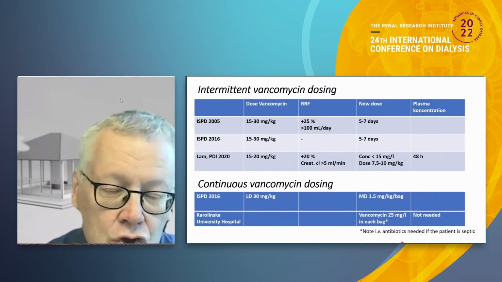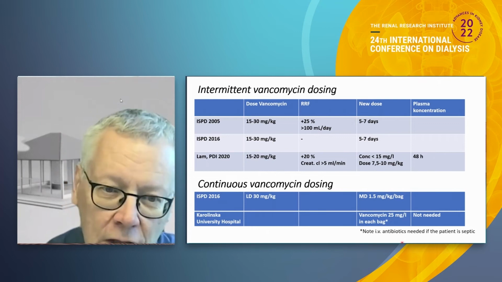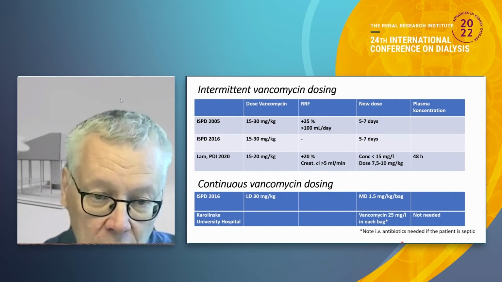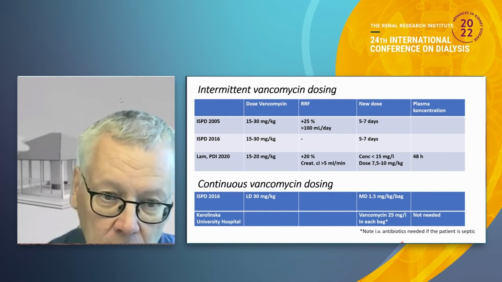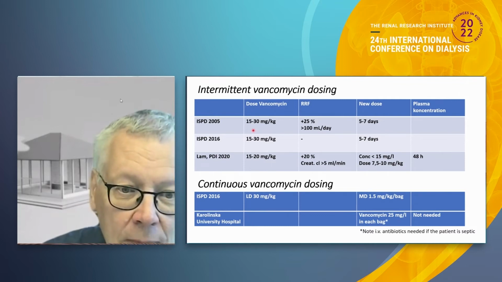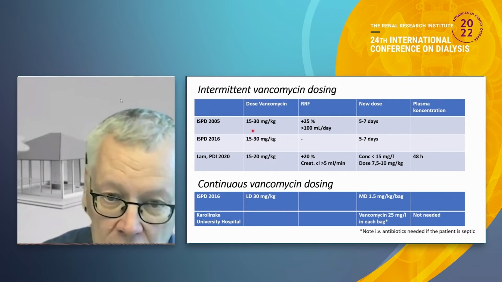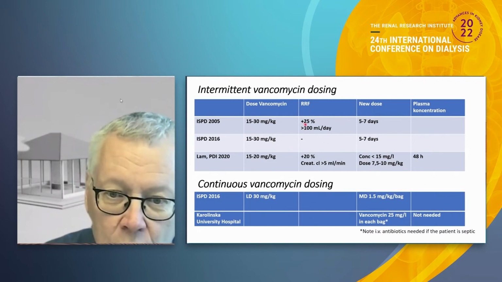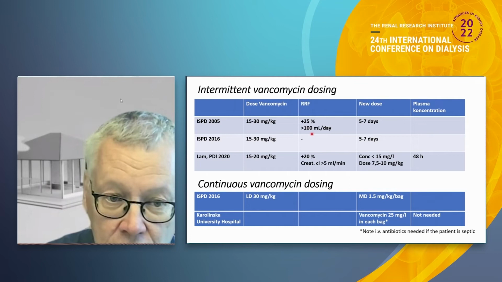And this is how you should dose vancomycin. It's quite interesting because you could use intermittent dosing, or you could use continuous dosing. According to the ISPD guideline 2005, it was recommended to give 15 to 30 milligrams per kilo in a dose. That's about 2 grams for a 70 kilo patient, and you should add more if the patient has significant residual renal function.